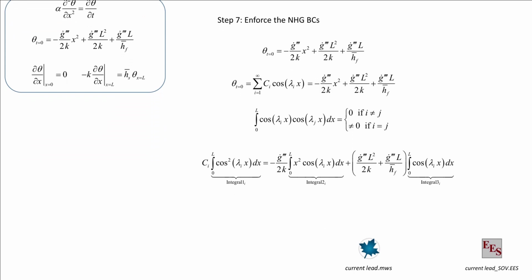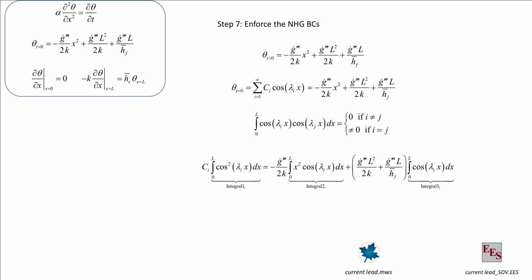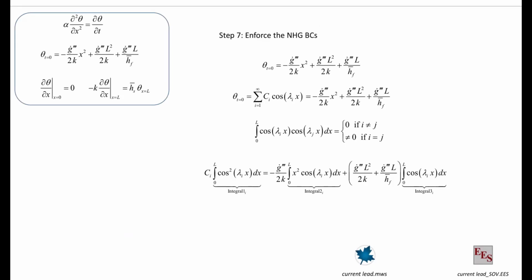Okay, so then step 7 here now is to enforce the non-homogeneous boundary condition, or single boundary condition here in time, and we're going to do that using our initial condition. All right, we have our expression, we have unknown constants, we need to enforce the boundary condition. So how do we do this?